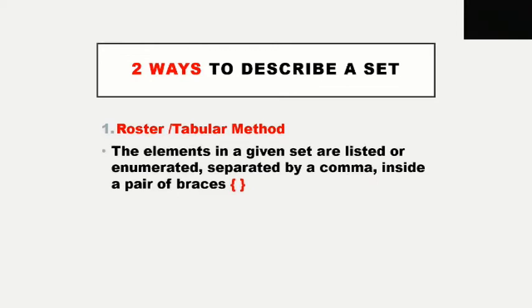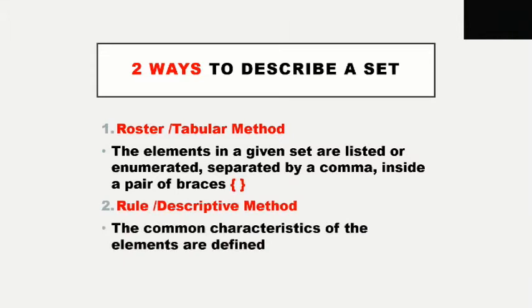There are two ways to describe a set. Number one is the roster or tabular method. The elements in a given set are listed or enumerated, separated by a comma inside a pair of braces. Number two is the rule or descriptive method. The common characteristics of the elements are defined.